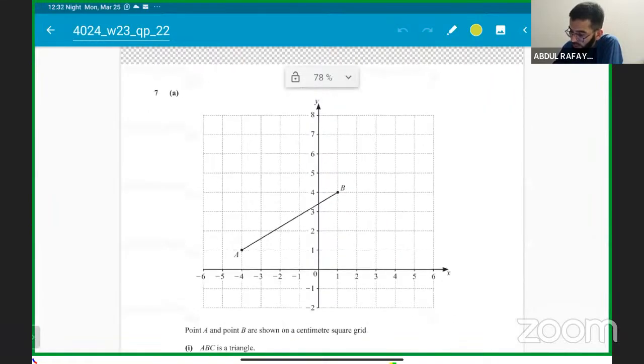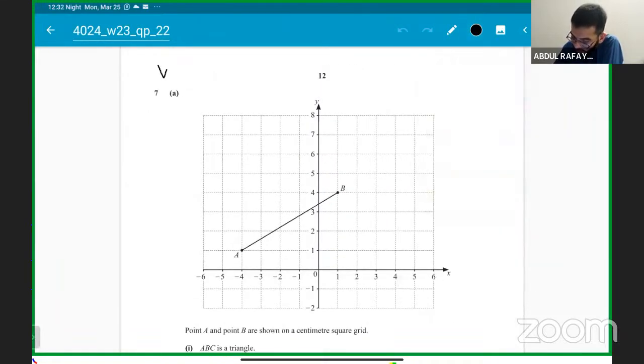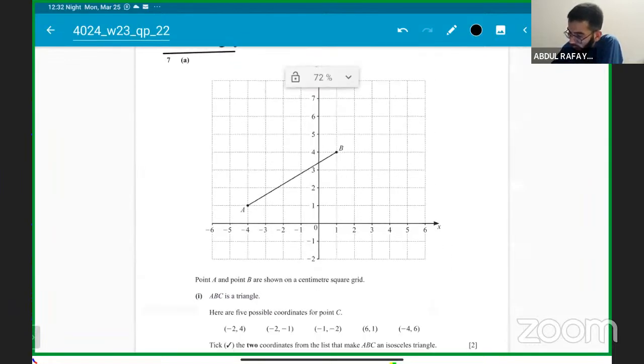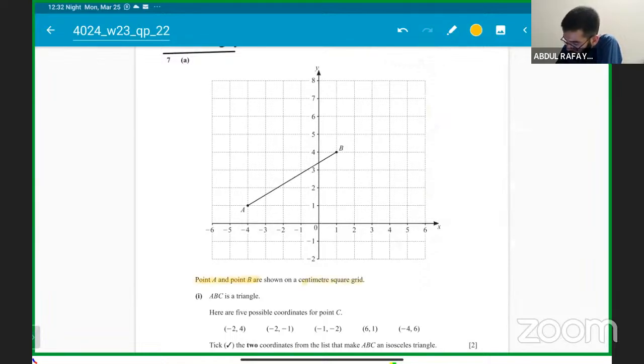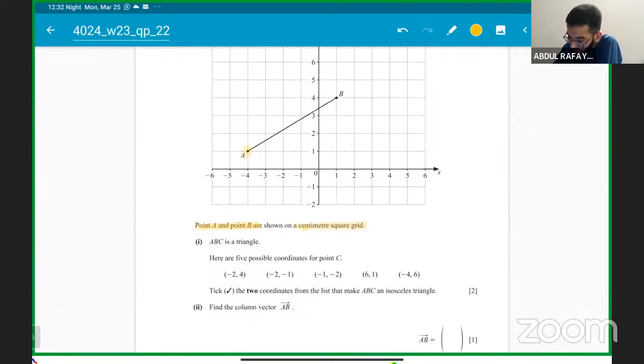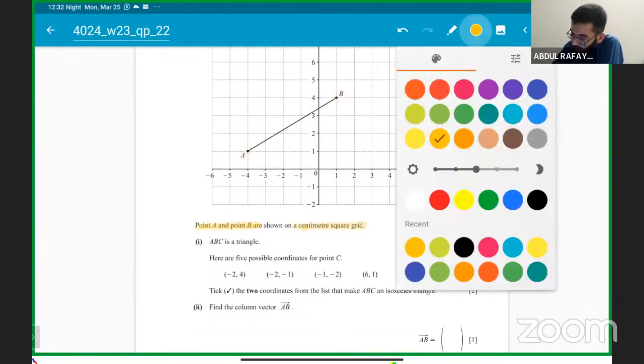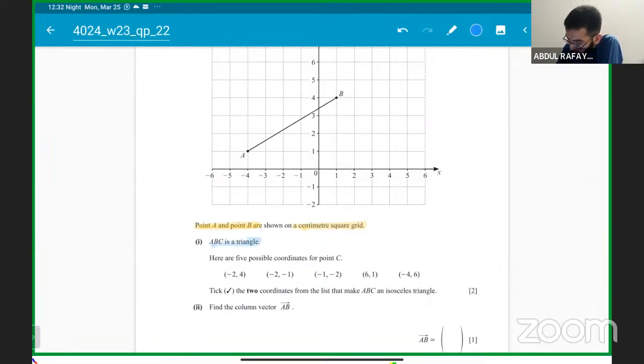Let's move forward to question number 7, where we have vectors now coming into existence. We have to solve the vectors part, so let's try to learn about vectors. In vectors, they are testing us with what concept? We have points A and B shown on a centimeter square grid. ABC is a triangle, so we have to make a triangle, students.